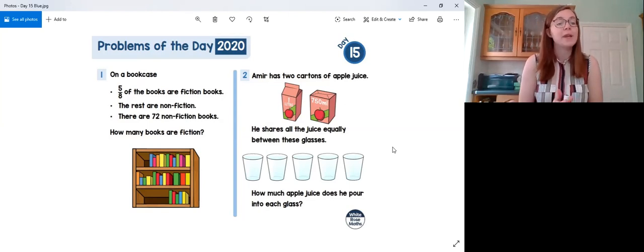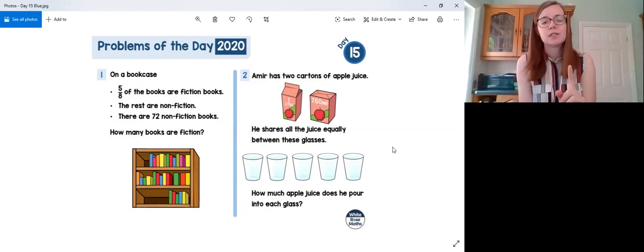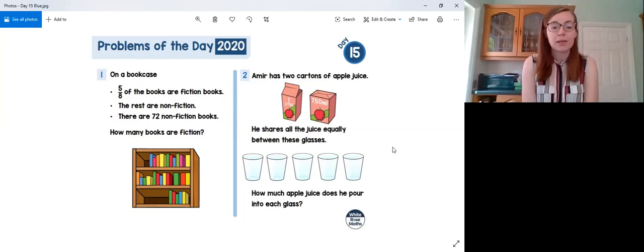Right, what do we need to know? We need to know how much juice we have in total. So we have 1 litre and we have 750 millilitres. Now this is a good chance to practice our conversion of measurements. Can you remember how many millilitres fit inside a litre?